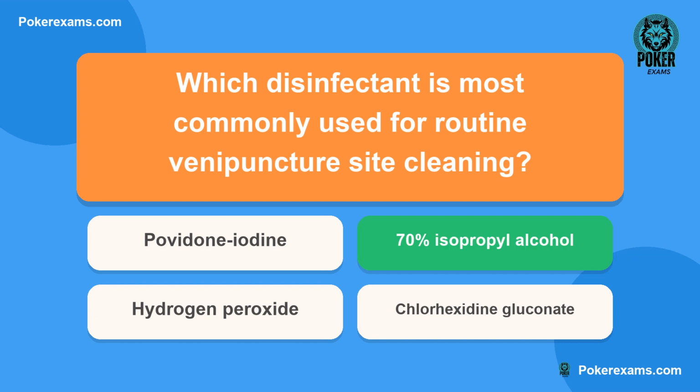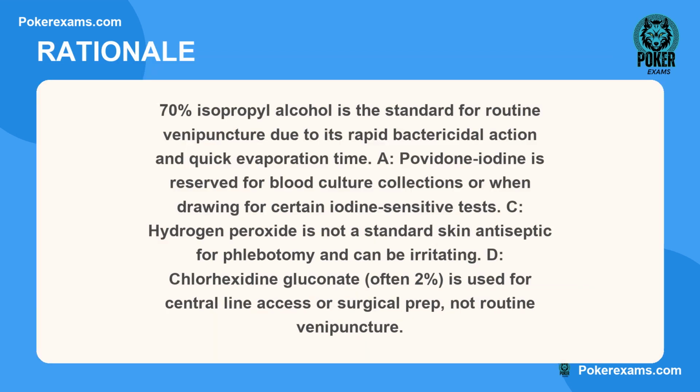The correct answer is B. Here is why. 70% isopropyl alcohol is the standard for routine venipuncture due to its rapid bactericidal action and quick evaporation time. A. Povidone iodine is reserved for blood culture collections or when drawing for certain iodine-sensitive tests. C. Hydrogen peroxide is not a standard skin antiseptic for phlebotomy and can be irritating. D. Chlorhexidine gluconate, often 2%, is used for central line access or surgical prep, not routine venipuncture.